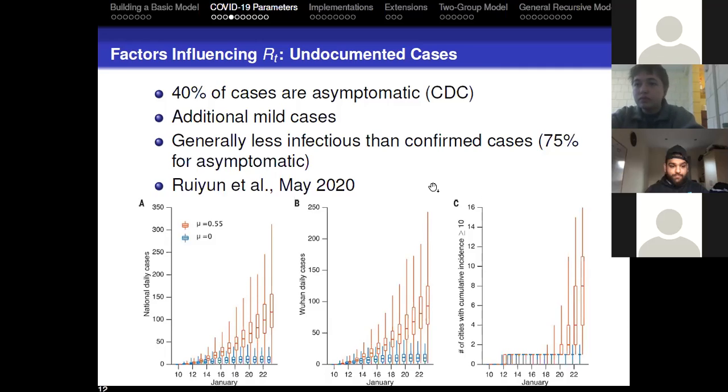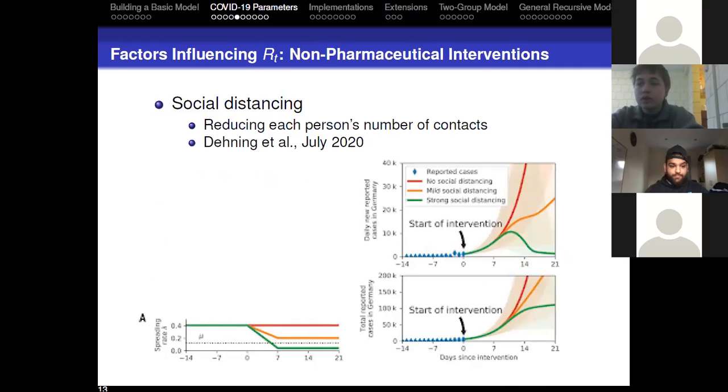our model. There are some microphone issues. I'm going to just mute everybody, and then when you're speaking, unmute yourself.